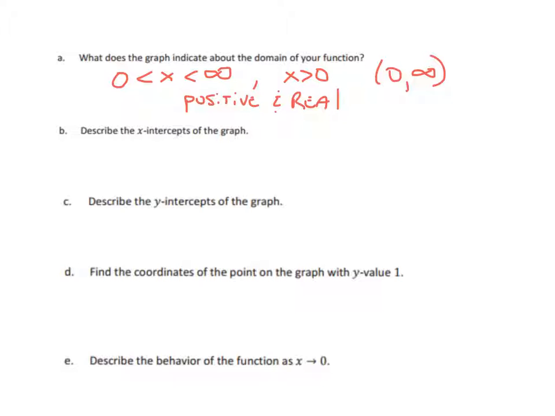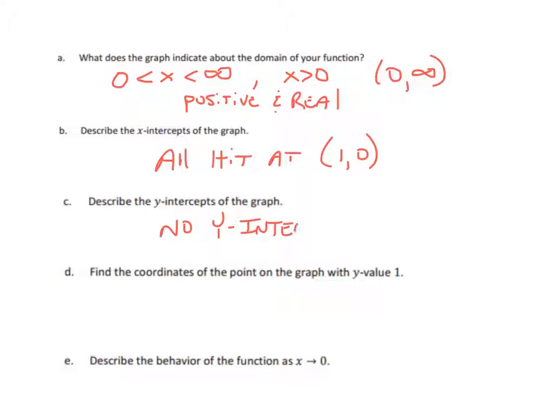Describe the x-intercepts. Well, what happened there? Hopefully you noticed they all hit at what point? 1, 0. So all 3, f of x, g of x, and h of x, all hit right at 1, 0. It's the only spot across the x-axis. Describe the y-intercepts. What do you take a look at? Well, I hope you say it doesn't exist. No y-intercepts.